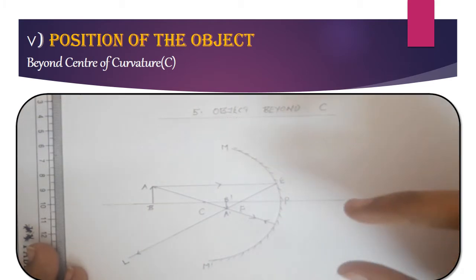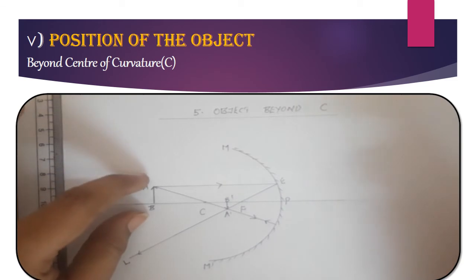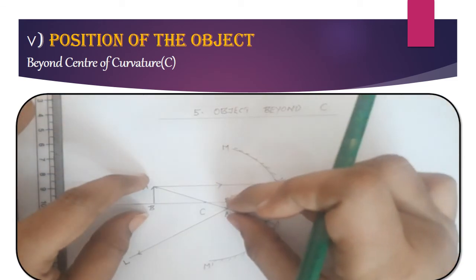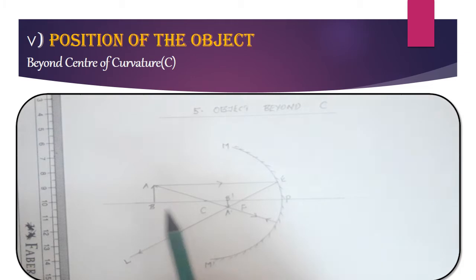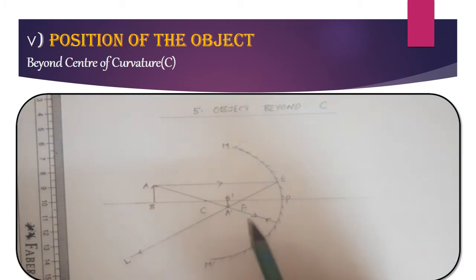How is the size of the image? Compared to that of the object, the image is diminished, or the image is smaller as compared to that of the object. Is it real or virtual? We can say that it is real because the actual intersection of light rays happens, and it is real and inverted.